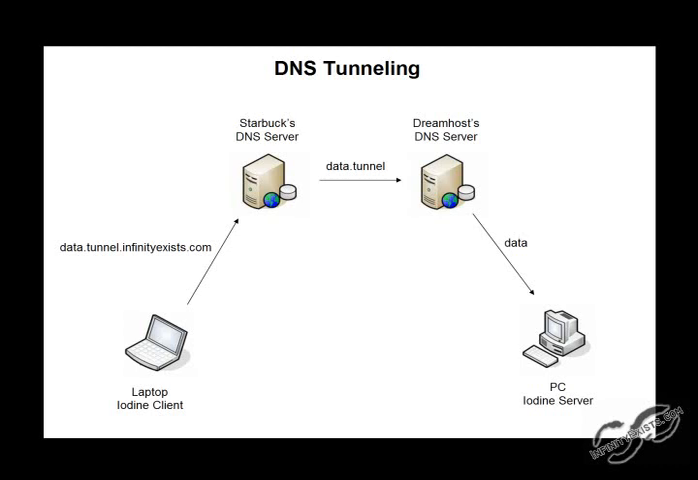The Iodine client running on our laptop will encapsulate our internet traffic into DNS queries. So the DNS packet will have a bunch of encoded data, then .tunnel.infinityexists.com, which is sent to the default DNS server, which in this case is the Starbucks DNS server. This DNS server will have information about Infinityexists.com. However, it will need to request information from DreamHost's DNS server about the subdomain tunnel. The DreamHost DNS server delegates the query to our PC running the Iodine server. The Iodine server will decode this internet traffic, do what it needs to do, and then send back encoded internet traffic to our laptop. And that's how DNS tunneling works.